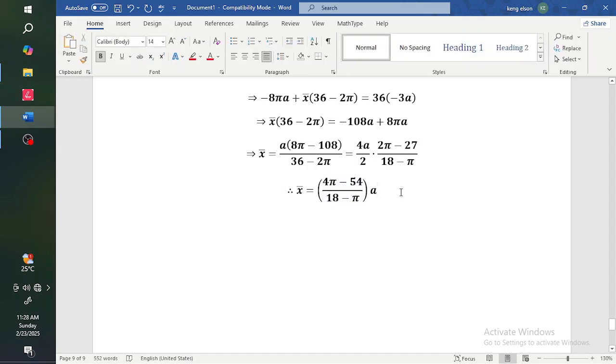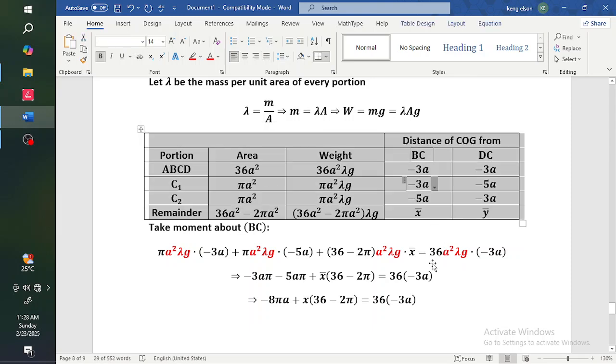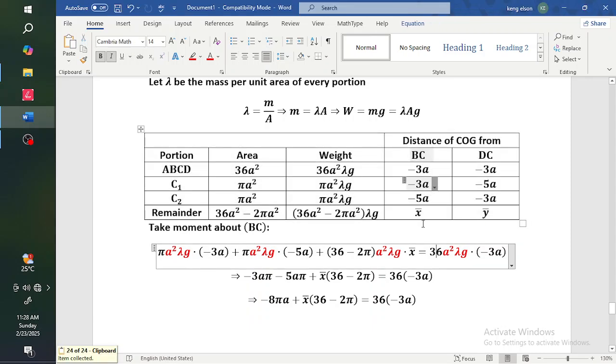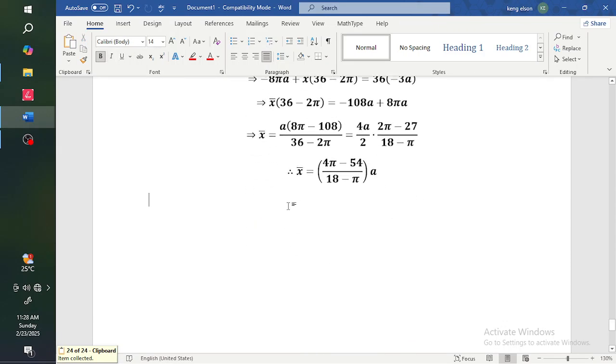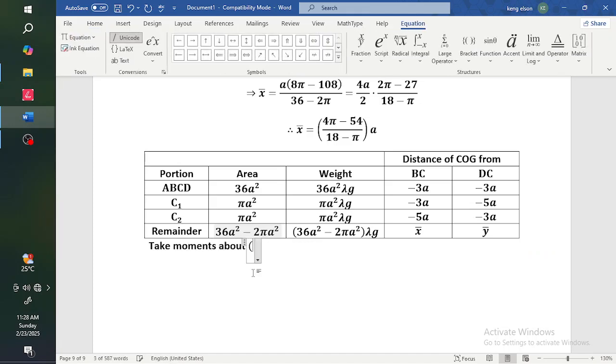All right, now let us take moments. So we are going to take moments again. I'm just going to copy the table and paste here so that we don't move forth and back. So we are going to now take moments about DC, then we now get y bar. Then we now move to the second part of the equation. So let's take moments. So here's my table. We are now going to take moments about DC.